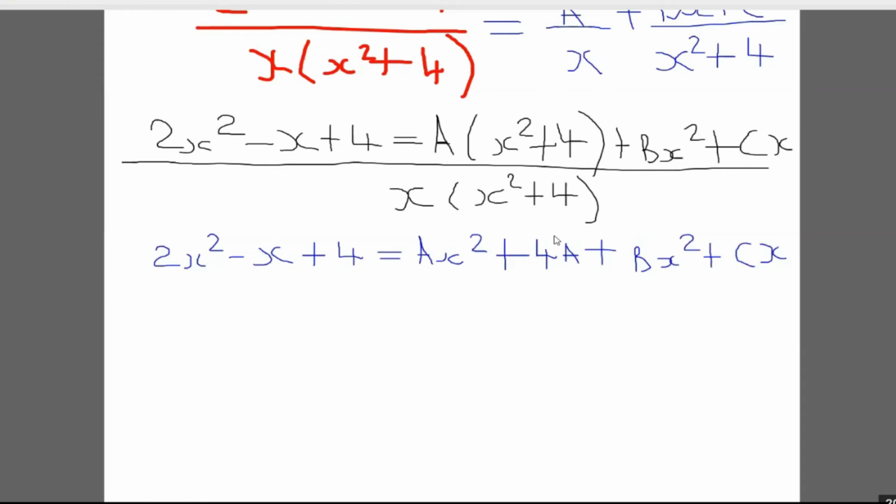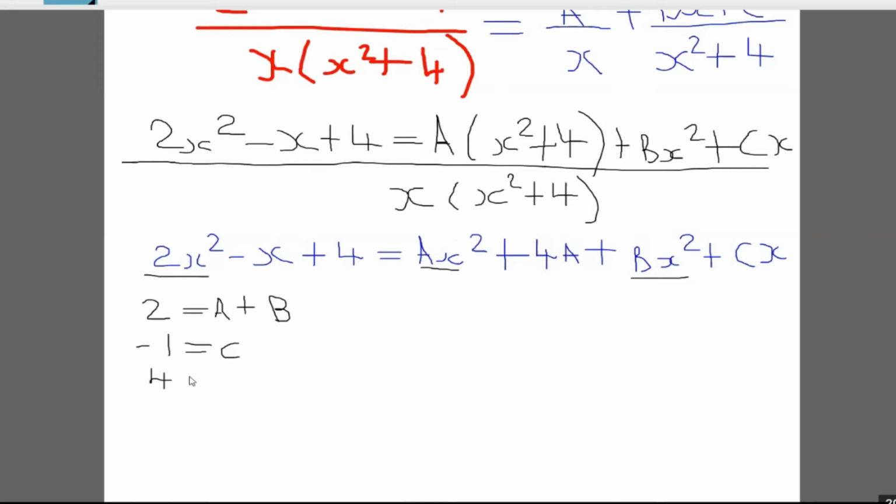Now, once we get to this stage, what we're going to be doing is equating coefficients. The coefficient of x squared on the left-hand side is 2. The coefficient of x squared on the right side is A plus B. So 2 is equal to A plus B. Easy. Then the coefficient of x is negative 1 on the left, and on the right-hand side it's just C. And so C is going to be negative 1, which makes it a lot better.